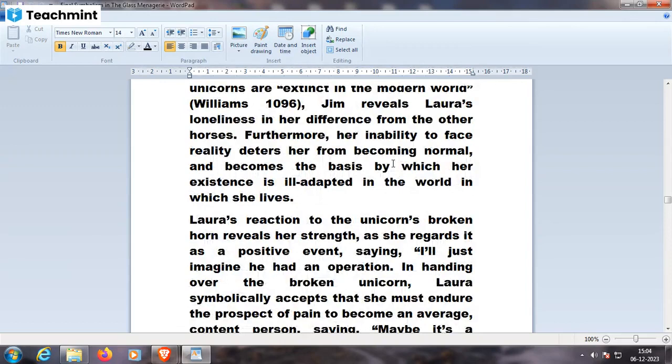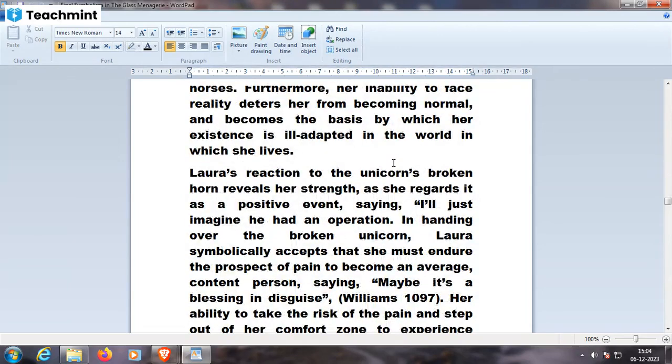Laura's reaction to the unicorn's broken horn reveals her strength as she regards it as a positive event, saying, I will just imagine he had an operation, in handing over the broken unicorn. Laura symbolically accepts that she must endure the prospects of pain to become an average content person, saying, maybe it is a blessing in disguise.